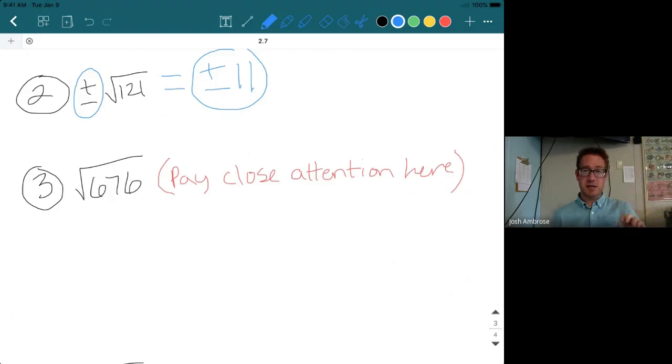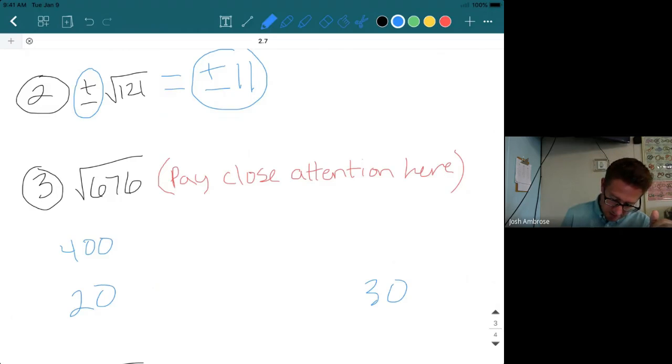And those bookends are always in groups of 10 or a base 10. So in other words, the number 10 or 20 or 30 or 40 or 50. Those are groups of 10. So start by creating your bookends. And that's going to be the low number that's smaller than 676, and then the number that's bigger than 676. So let's start with 20, because 20 times 20 is 400. So that's the low end. And then the next one would be 30, because 30 times 30 is 900.